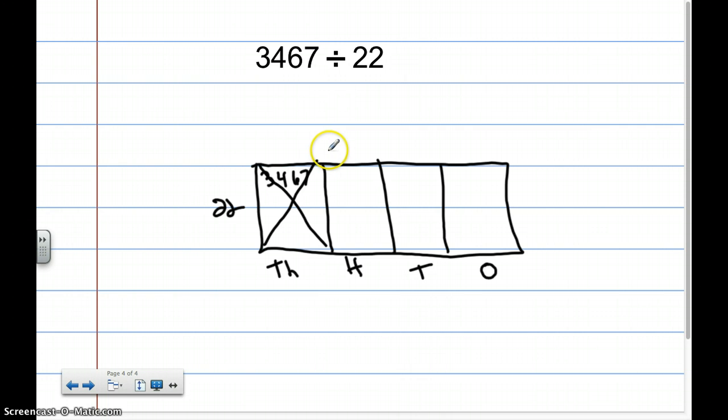So now I'm going to say 22 times 100. Well, I'm going to move my 3,467 here. So 22 times 100 is going to give me 2,200. So can I do that? Yes, I can. So now I have 1,267. I'm going to take 1,267 and I'm going to move it to the tens.